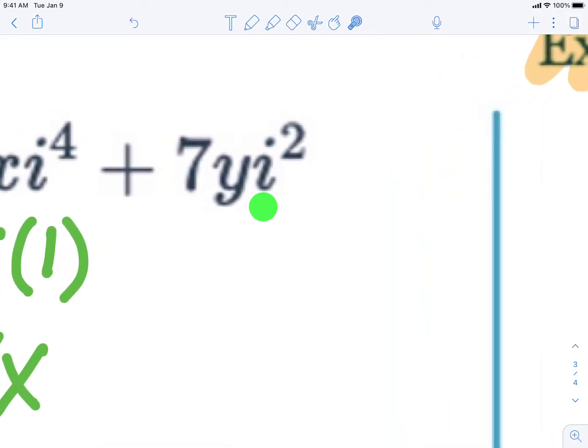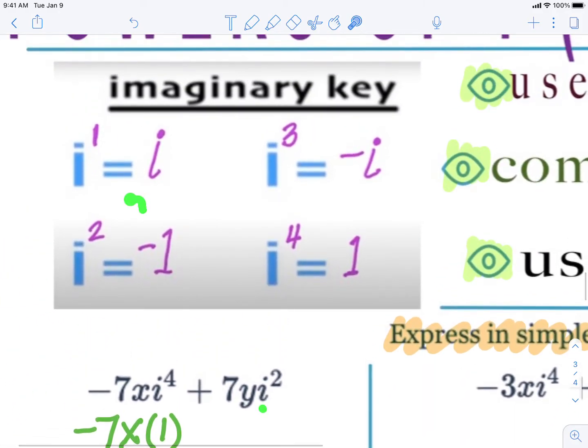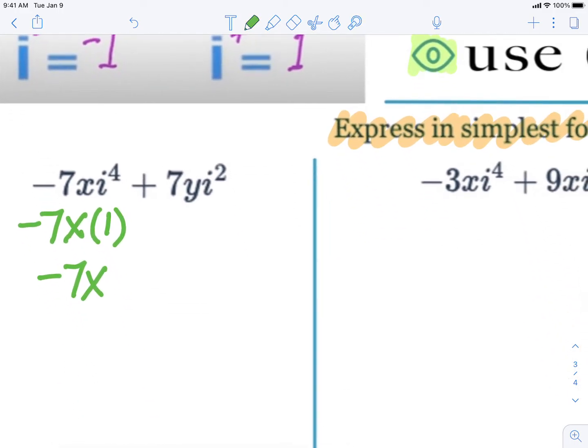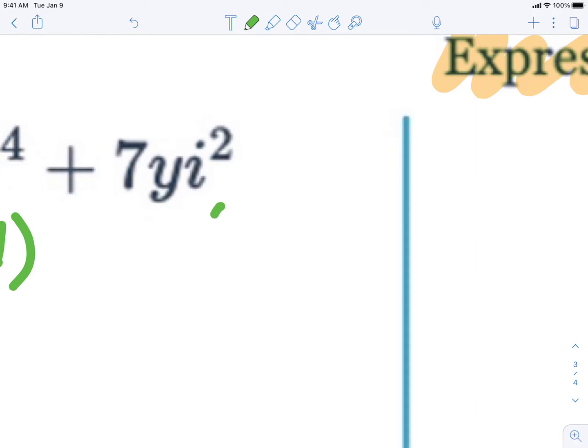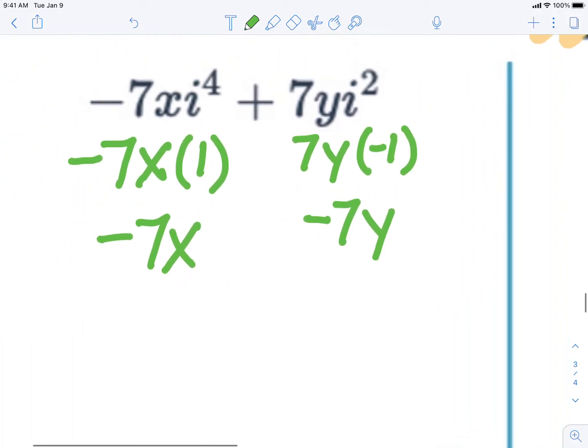Perfect. Now, let's do this one right here. Well, i to the second, wait a minute. Look at my imaginary key here. i to the second is negative 1. So I'm going to substitute i to the second as well. i to the second is negative 1. I'm going to bring down my 7y. And 7 times negative 1 is negative 7. Right? Negative 7, and then I just bring down my i. So these are my two answers here.